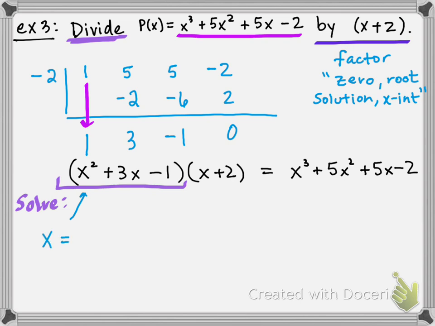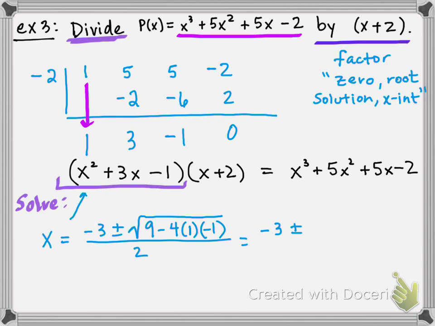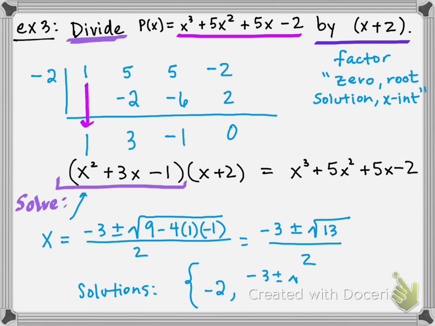So we have x is equal to -b plus or minus the square root of b squared minus 4ac, all divided by 2a. In this case, when we evaluate that, we get -3 plus or minus the square root of 13 divided by 2. Now I can't go any further, so I'm going to end this with, these are my solutions, right? I can't simplify the square root of 13, so my solutions for this polynomial are going to be -2 and -3 plus or minus the square root of 13 divided by 2. This would be my final answer if it asked me to solve.